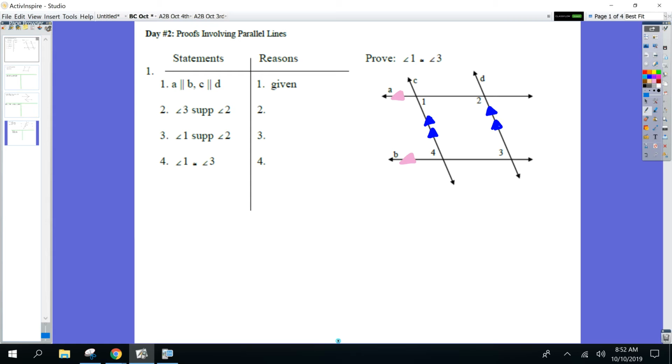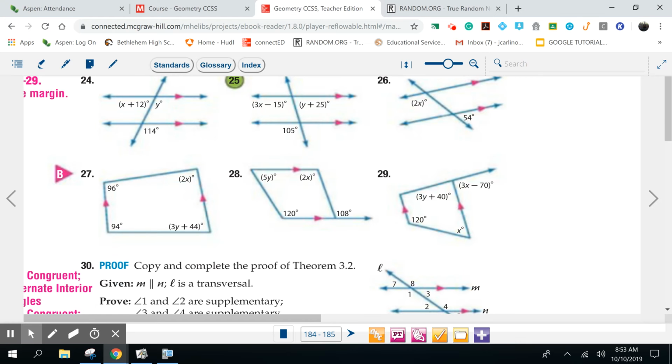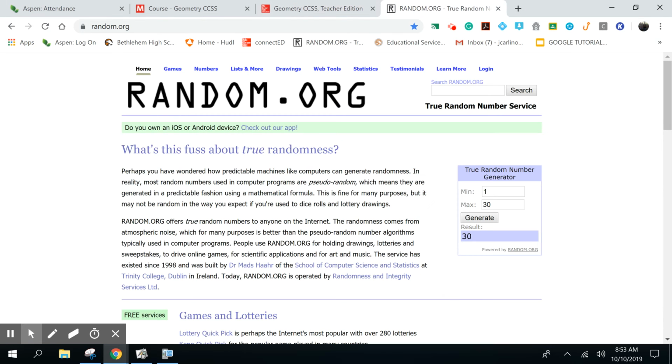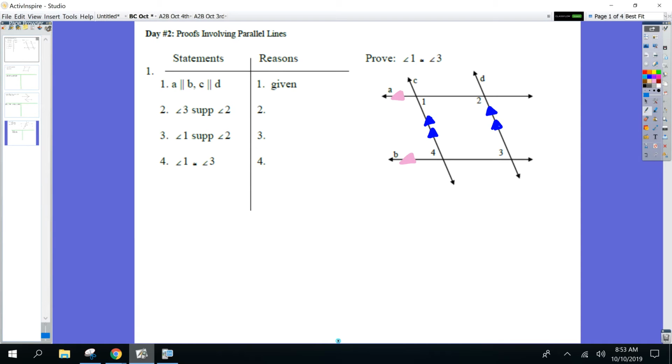So my first statement, I'm claiming that 3 and 2 are supplementary, and I want to know why. Look at where they are. 3 and 2. I first need to know what type of angles they are. What type of angles are 3 and 2? Same side interior, and we know what? They are supplementary. So that's why I wrote they're supplementary, but what would I write in my reasons?